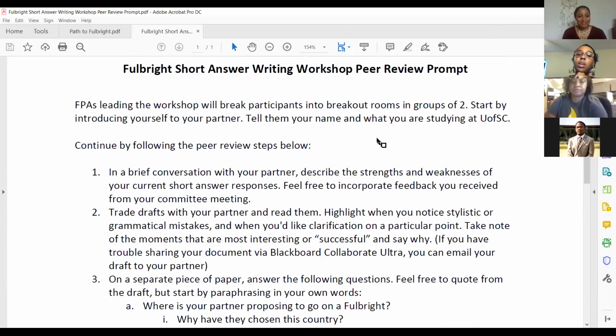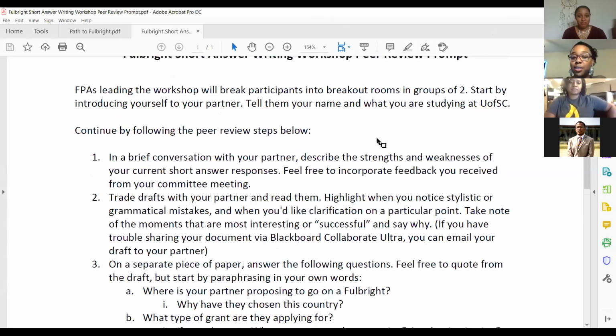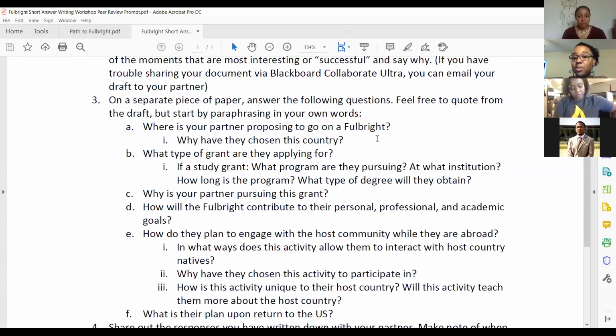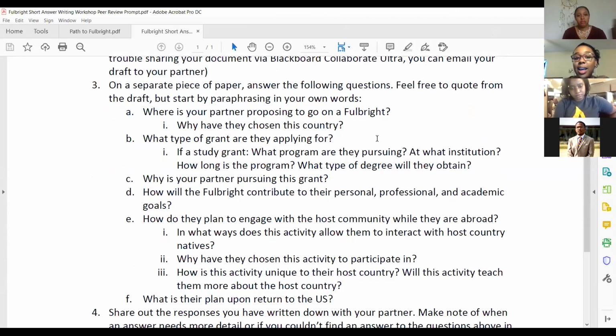Yes, yes. So what we are having our students do is read each other's short answer responses and see if they have answered these questions. If you have not answered these questions in your short answer responses, that means they did not get the job done. And so the first one is, why have they chosen this country?